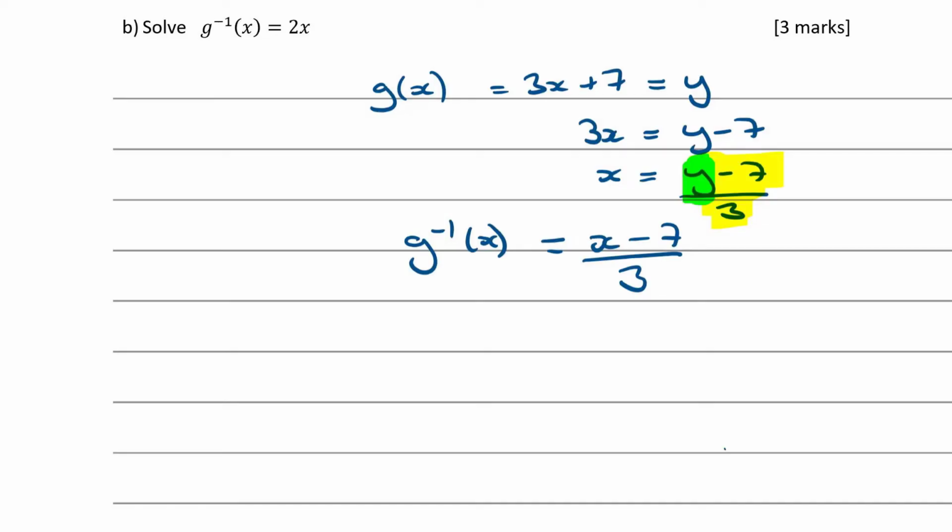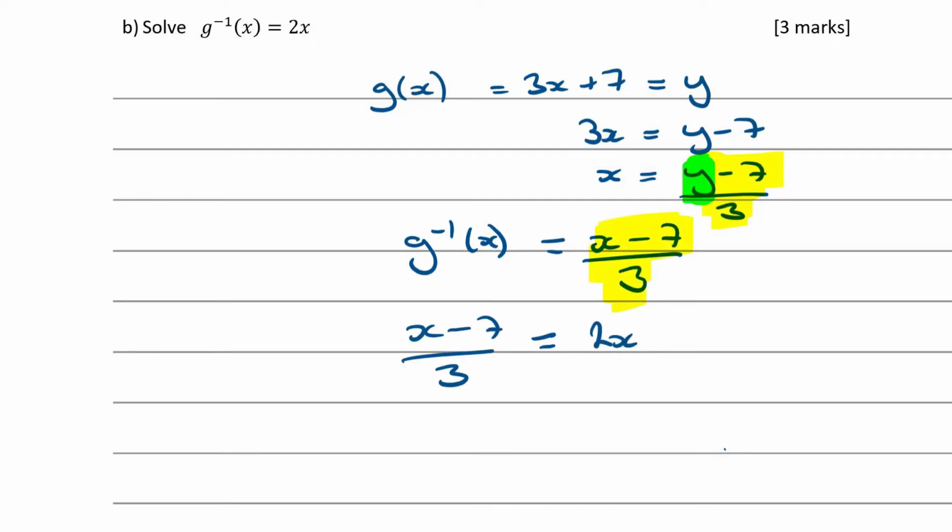Now we're asked in the question to solve g to the minus 1 of x is equal to 2x. So I'm going to take this expression I've just made for g to the minus 1 of x and equate it with 2x. So x minus 7 over 3 is equal to 2x.